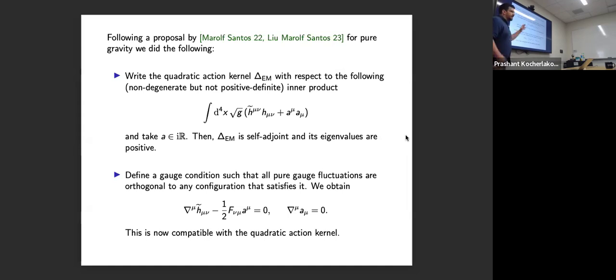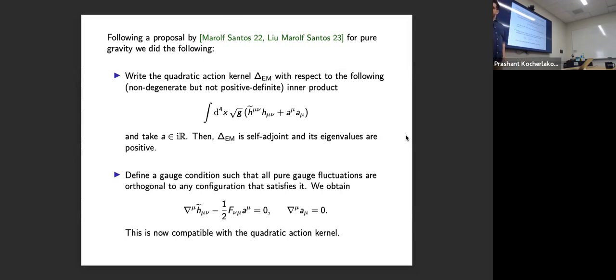The advantage of this inner product, which changes the form of this quadratic kernel a bit, is that now the spectrum of delta is positive. And the negative modes of the action are the modes that have a negative inner product. But this doesn't affect the determination of the eigenvalues. Okay. So the idea is that you take this inner product, you write the differential operator with respect to this inner product, you diagonalize it, you find all the positive eigenvalues, and then the modes that have negative norm, you Wick rotate.